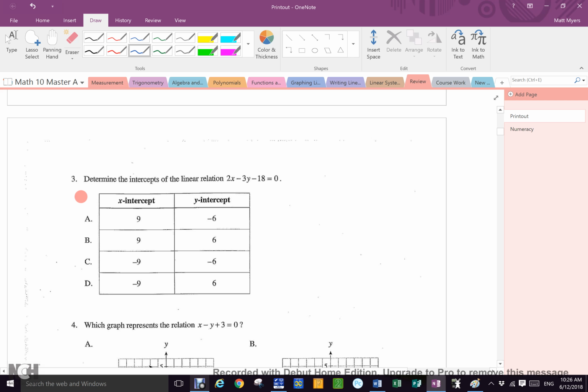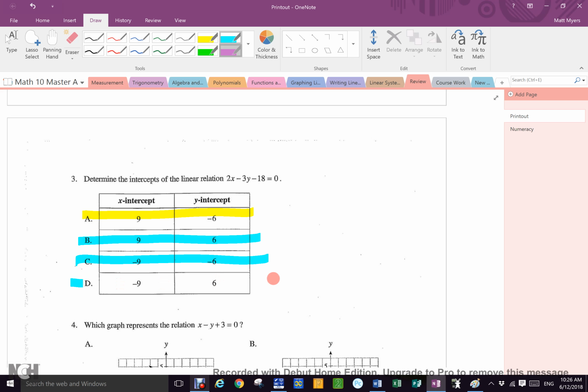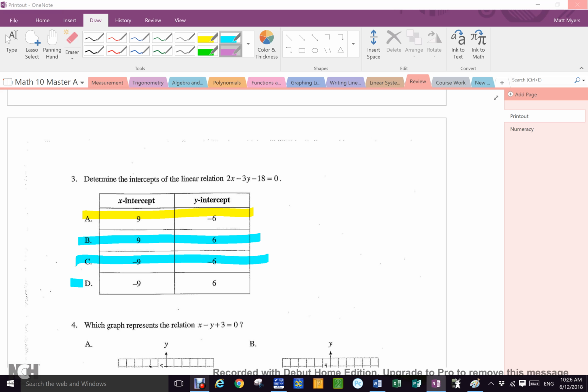Number 3. This is also from Unit 6. Have a look at it. Talk to your neighbor. See if you can figure out A. This is A. This is B. This is C. That should have been green. And that is D.